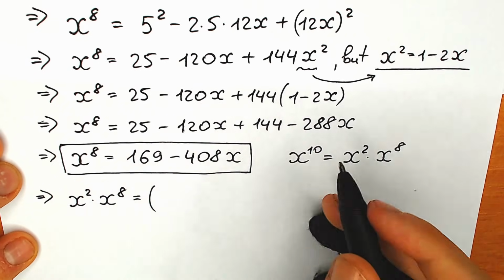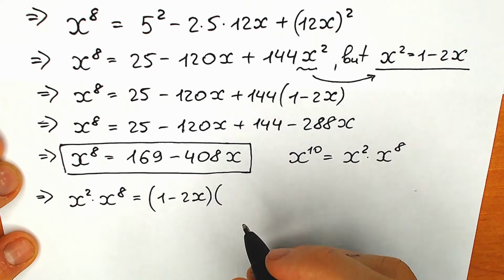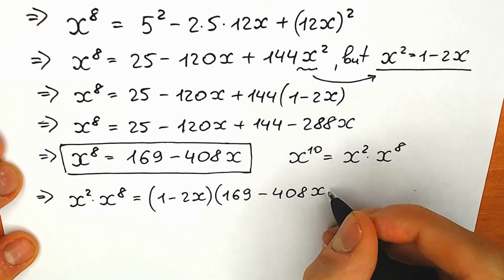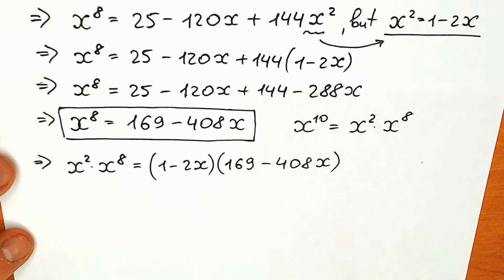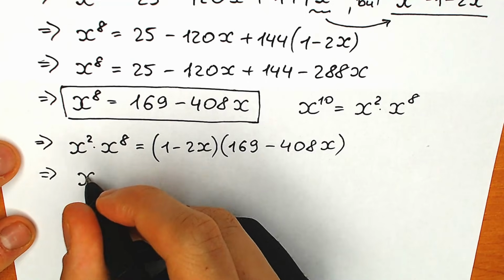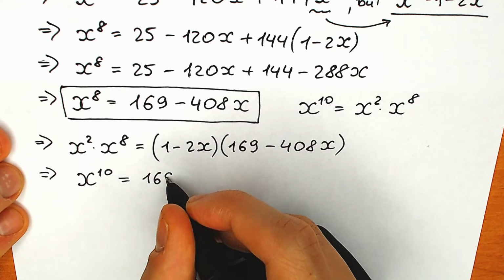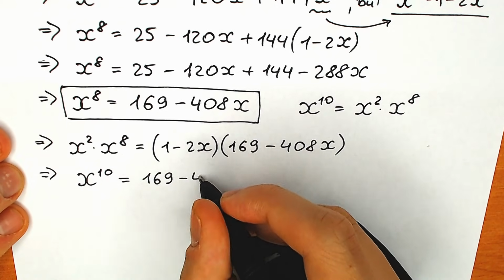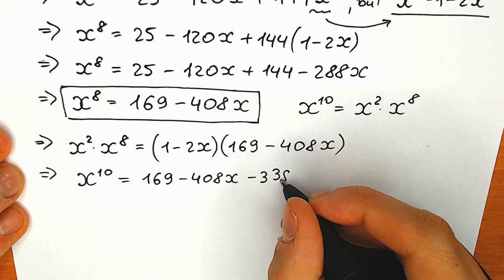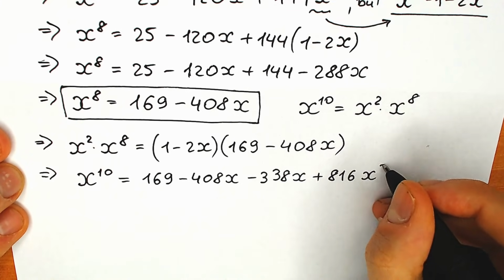Okay, the first parenthesis is x squared, which is 1 minus 2x, and the second parenthesis is x to the power 8, so we have 169 minus 408x. So let's multiply it. This is our last step, and then we will find our x to the power 10. On the left side, we already have x to the power 10 equal to, let's multiply parentheses by parentheses: 169 minus 408x minus 338x plus 816x squared.